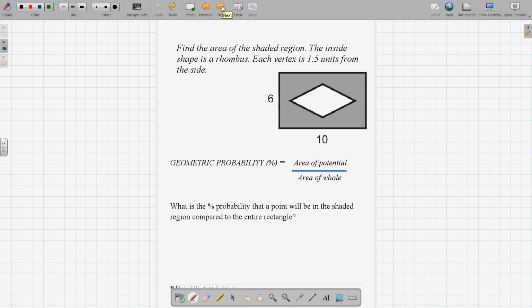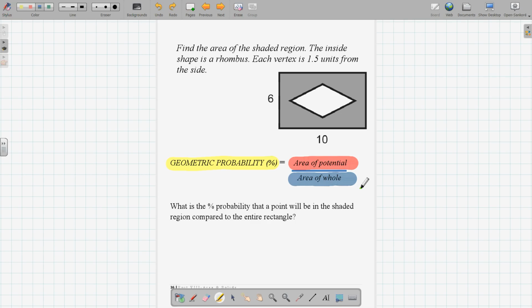Okay, now we're going to deal again with the composite shape. We're going to add the concept of geometric probability. Geometric probability is simply put the area of a potential something compared by division to the area of the whole.